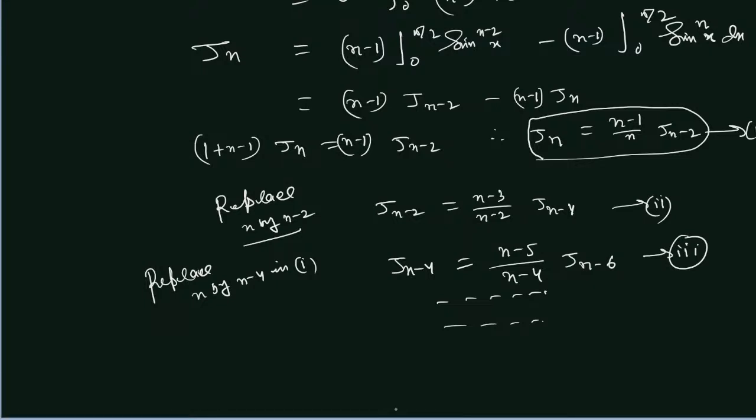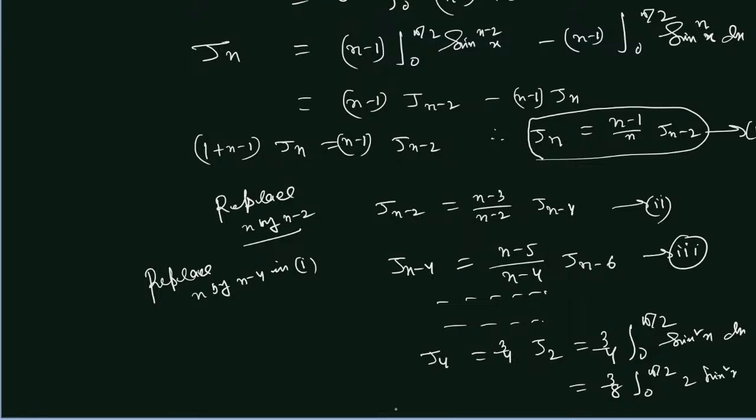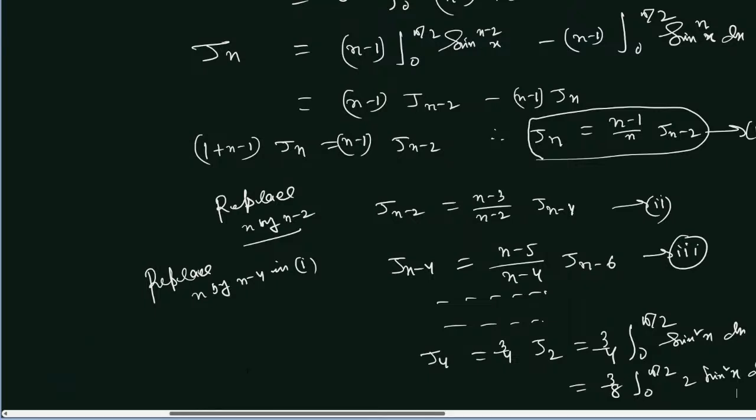I'll stop it at J4. J4 is what? 3 by 4 J2. This you don't find with the help of this. J2 means what? Integral of sine square x dx. Okay? This you can write as 3 by 8 times the integral of 2 sine square x dx. Okay? Understood?